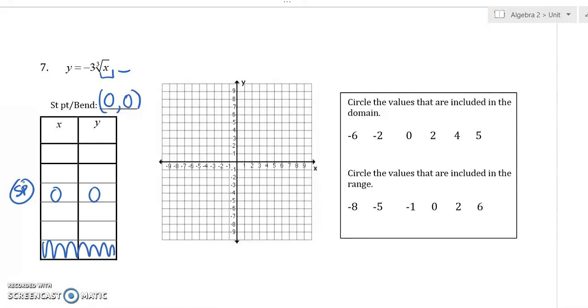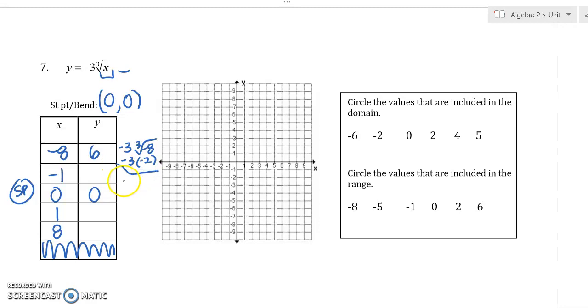And then I'm going to pick some perfect cube roots. Now, it's so nice because I know that 1 is a perfect cube root, and I know 8 is a perfect cube root, and -1 and -8 as well will work. And then we'll just have to do some math. All right. So when I put in -8 in here, we get -3 cube root of -8. Cube root of -8 is -2. So -3 times -2 is 6. So that's our first point.